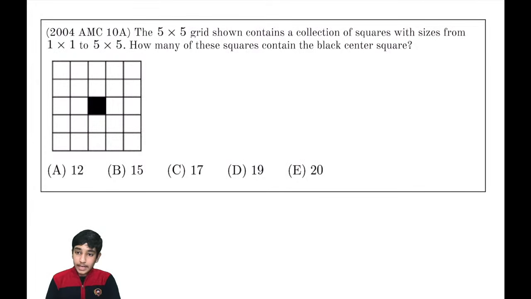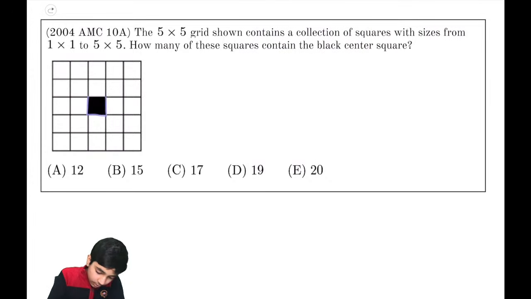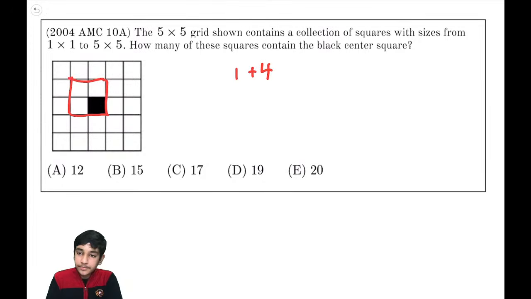For this problem, we can just do casework. Let me make that a little bit thicker so I can draw it better. For the 1 by 1 squares, there's only going to be one way. Now for the 2 by 2 squares, we can have this, for example, we can have this, or this. So we have 4 different possible 2 by 2 squares.